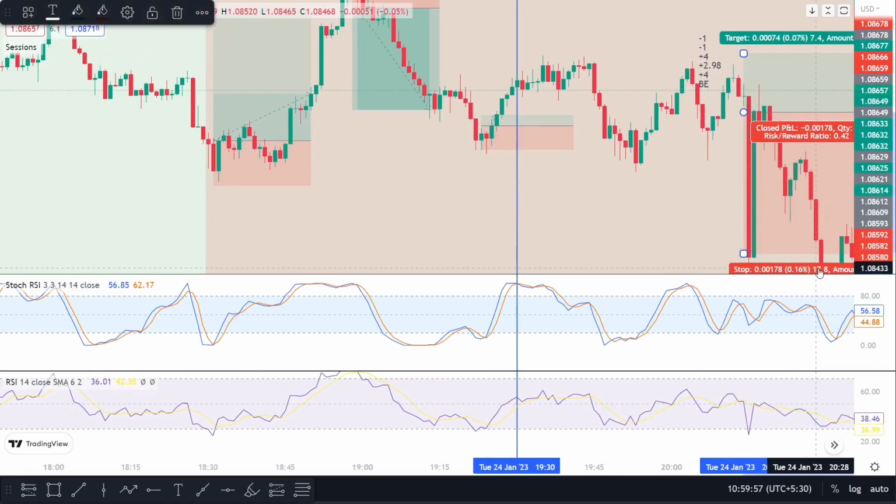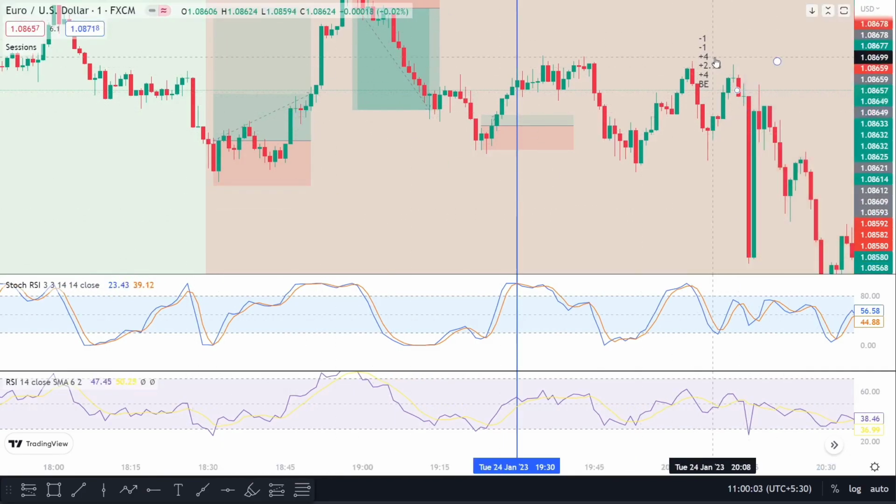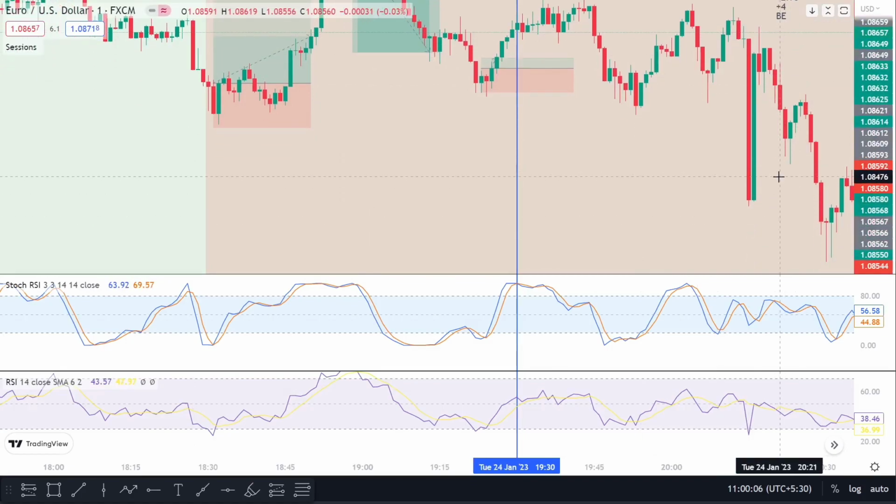How many pips is this? It's like 17 pips. You don't scalp for 17 pips, right? So we cannot take a trade there, okay? You should not take a trade there. No one scalps on 17 pips, right?